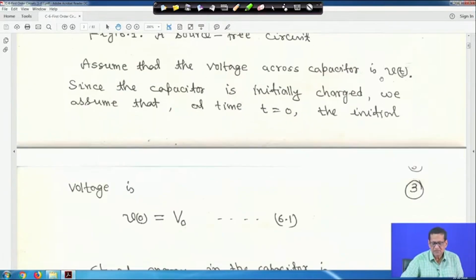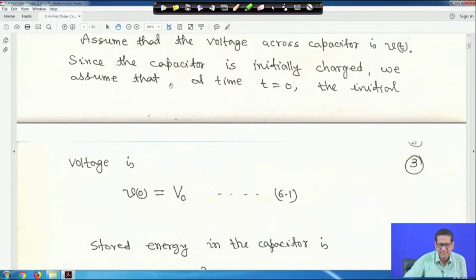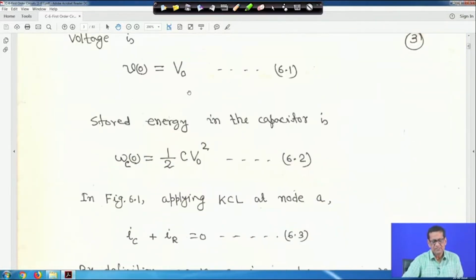Assume that the voltage across the capacitor is v(t). Since the capacitor is initially charged, we assume that at time t equal to 0, the initial voltage v(0) is equal to V0, right. So, at t equal to 0, v(0) is equal to capital V suffix 0, this is the initial voltage. Now, the energy stored in the capacitor initially, W_C(0), is equal to half C V0 square, right.